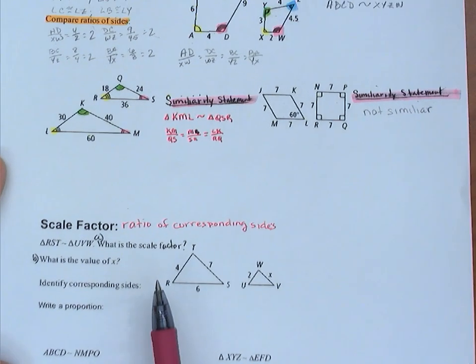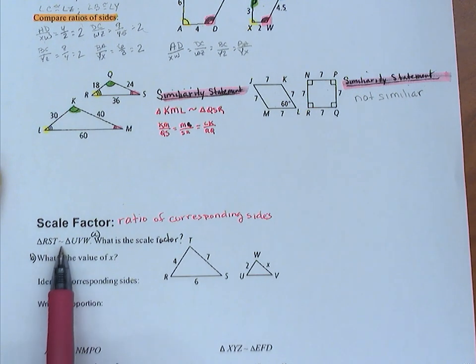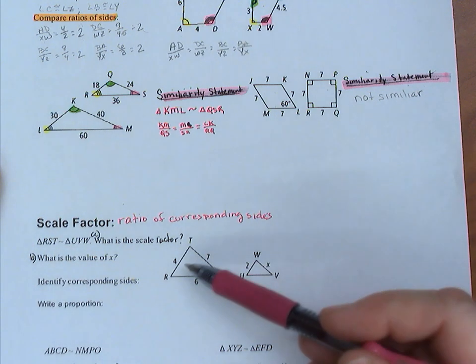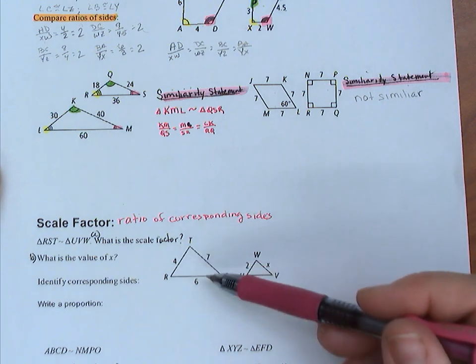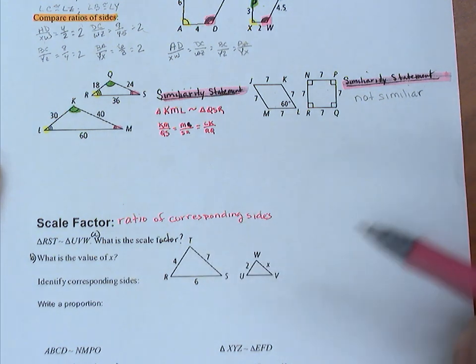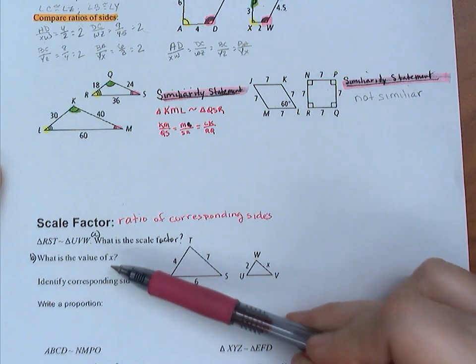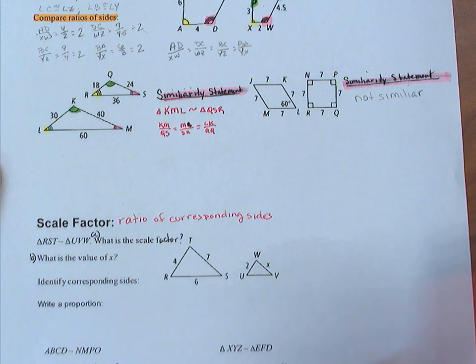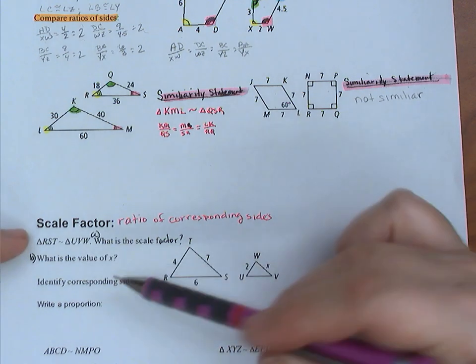these figures right here. It says that triangle RST is similar to triangle UVW, which means that their angles are congruent and that their corresponding sides are proportional. So we're going to find out what the scale factor is, and we're going to find out what the x value is. So the first thing I do is identify the corresponding sides. I do that first by marking according to this.